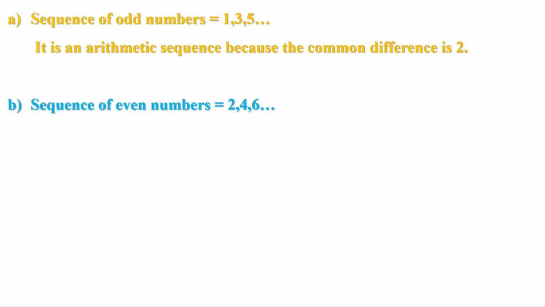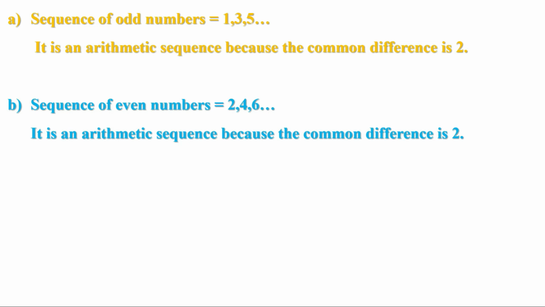Again, 2 plus 2 is 4. 4 plus 2 is 6. So it's an arithmetic sequence with common difference 2. Now the third one, sequence of fractions got as half the odd numbers. Odd numbers are 1, 3, 5, etc. Half the odd numbers means 1 by 2, 3 by 2, 5 by 2, etc.